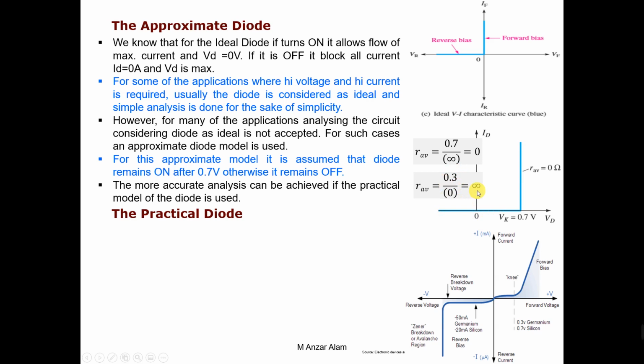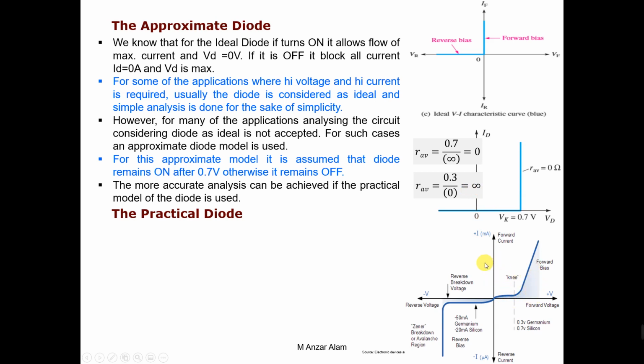So the conclusion is that for the ideal and the approximate diode, we have two resistances. If it is on, the resistance is 0. If it remains off for this entire duration of the scale, then the resistance will be infinite. It means it will remain completely off, and here it will remain ideally completely on. But this is not true for the practical diode, as if we have 0.3 volt, we have some current. We have 0.7 volt, we have some current. If we have 0.8, maybe we have this amount of current.